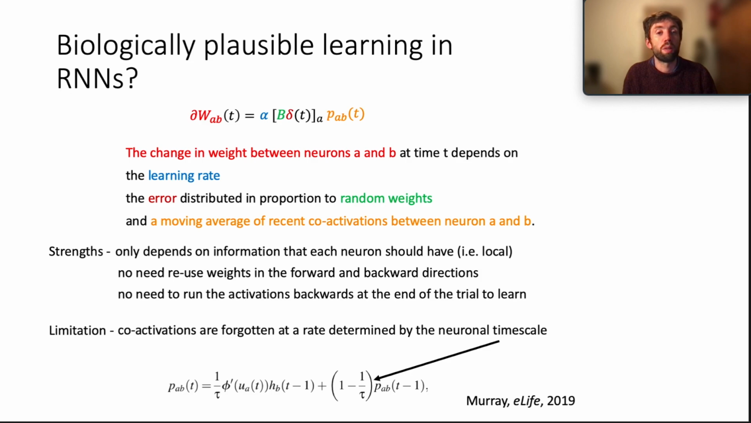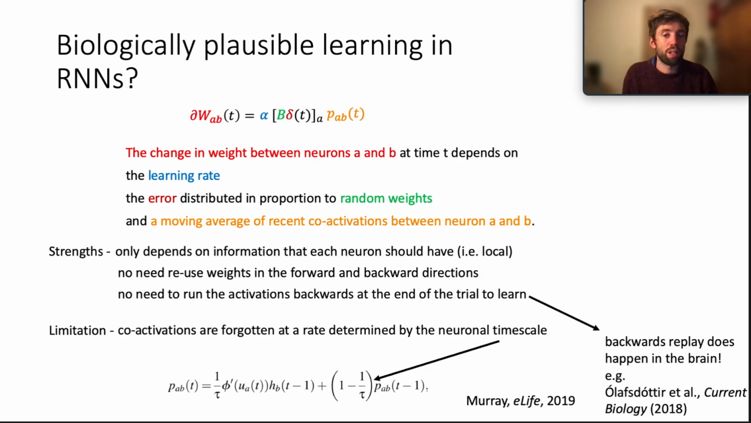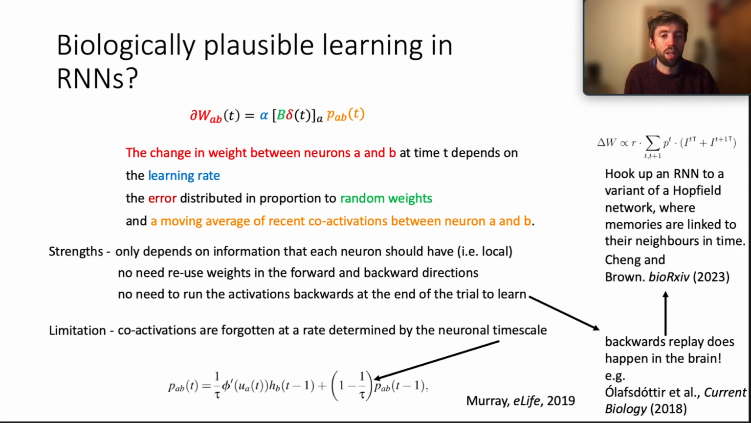There is another perspective on the need to run activations backwards at the end of the trial to learn. In fact, it turns out that the brain, or at least parts of the brain, including the hippocampus, seem to do something similar to this. Backwards replay of activity does happen in the brain, and it does seem to happen quite often at the end of trials, perhaps when the animal is learning from its experiences.